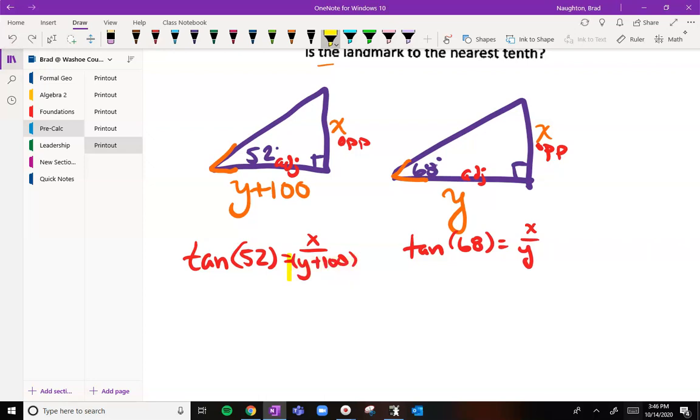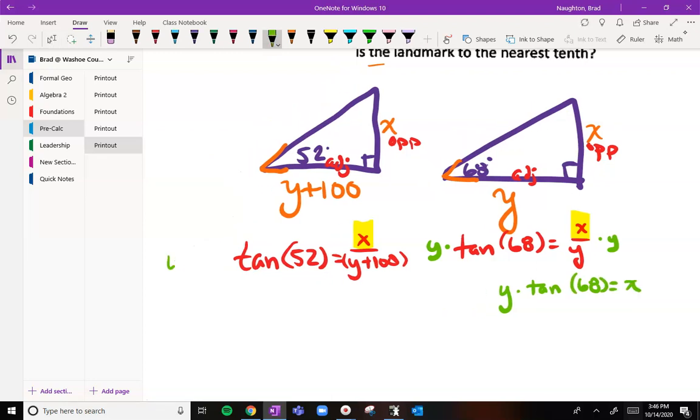Now, as we can see, this is a y plus 100, so probably not an easy thing to get by itself. But how about an x? Because if I have an x in both equations, well, ladies and gentlemen, if I isolate that x, multiply both sides by y, then I'm going to get y times tangent 68 is equal to x. And then over on this side is going to be y plus 100, because again, those denominators would cancel. So I get x is equal to (y plus 100) tan 52.